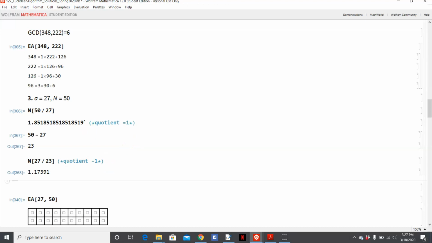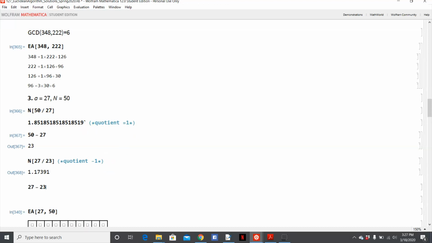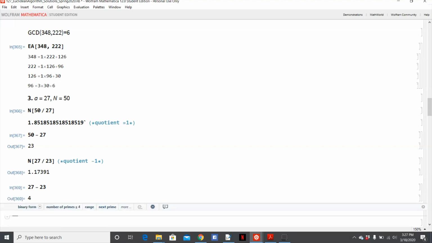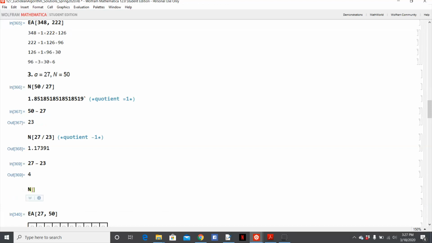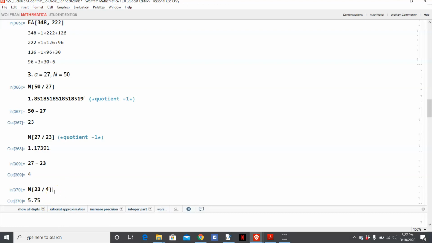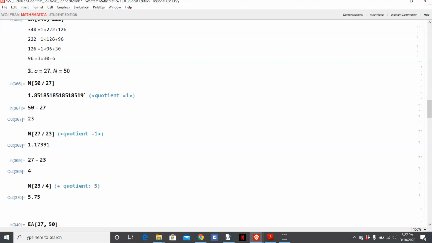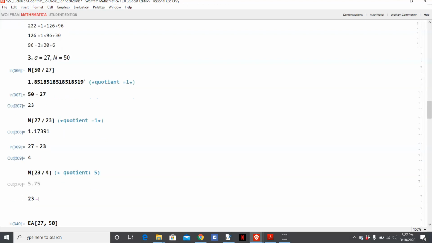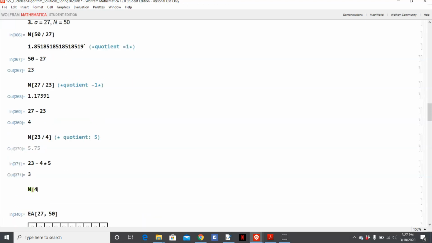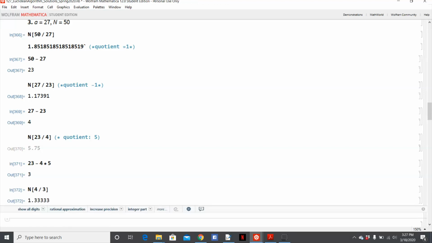All right, so I take 27, I subtract 23, and I get 4. Now I take 23, I divide it by 4. That's going to give me a quotient of 5. Then I take 23 minus 4 times 5. That gets me 3. I take 4, I divide it by 3, I get 1.